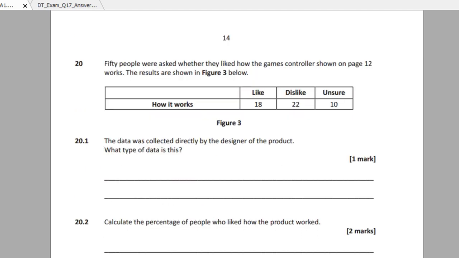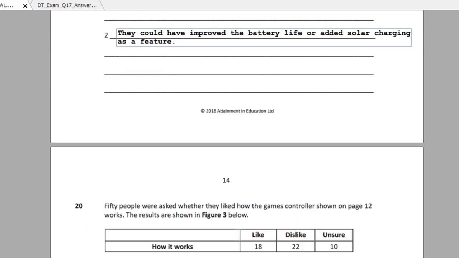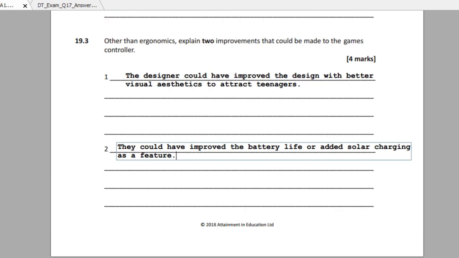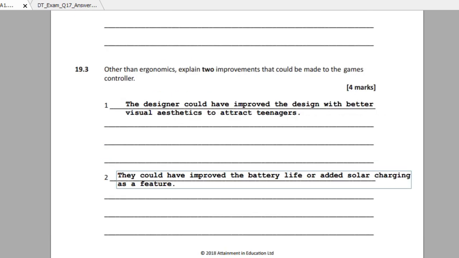Okay, now, question 20. Sorry, let me go back and actually break down this exam question. So let's just highlight some command words that you need to look out for in an exam. So it says, other than the ergonomics, explain 2 improvements. So they want you to suggest better ways of making the game's controller design. So explain and then improvements. So you have to suggest different features as we've done already.